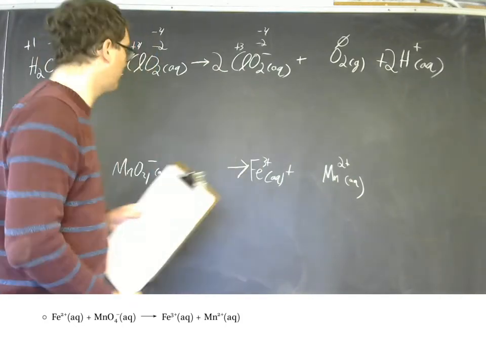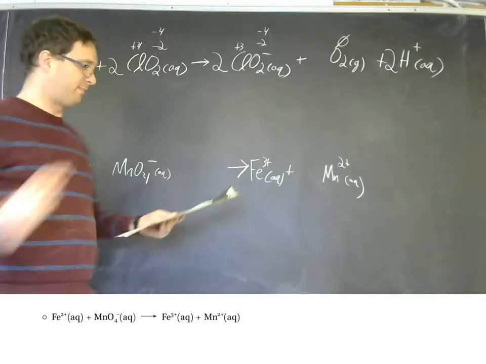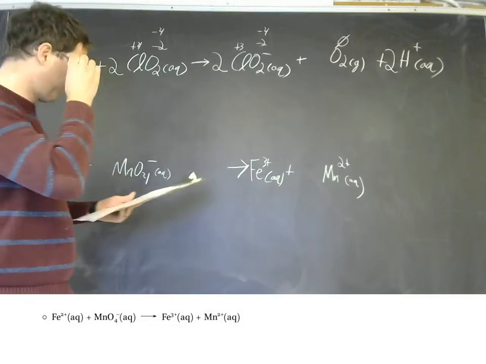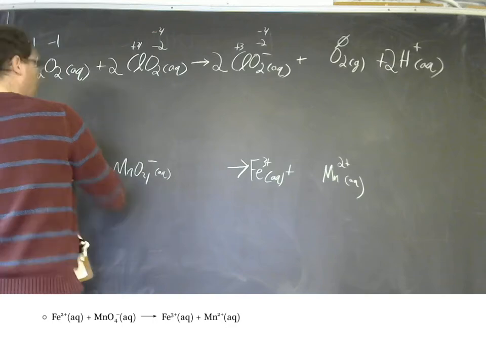We'll balance any elements other than oxygen. In this case, they're all balanced, and that's fine. And then we're going to assign oxidation numbers. So we have a 2+ and a 3+.